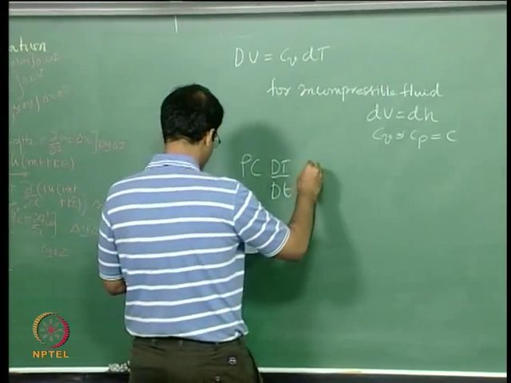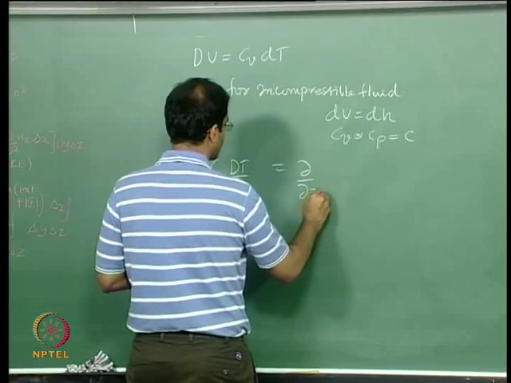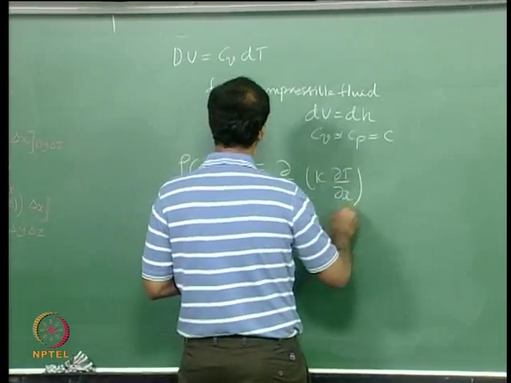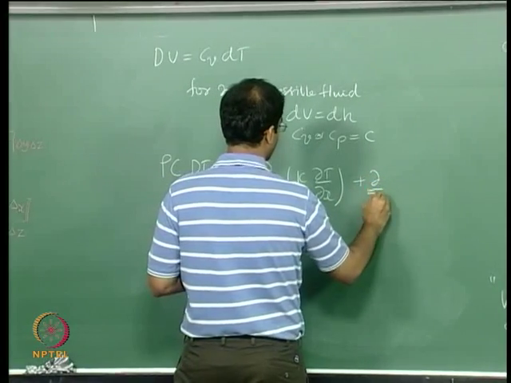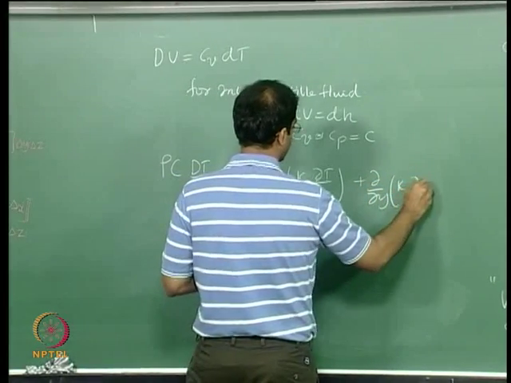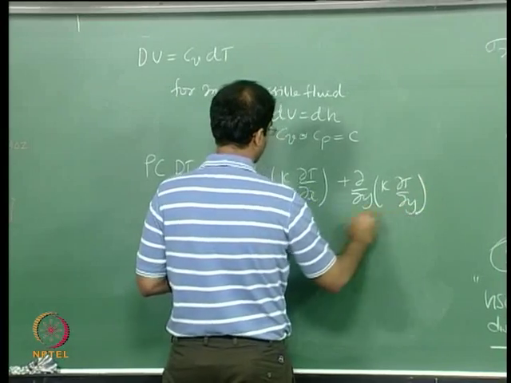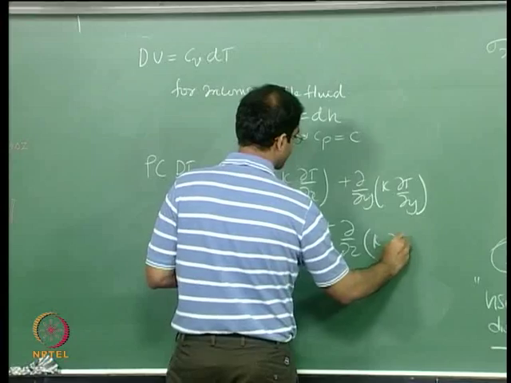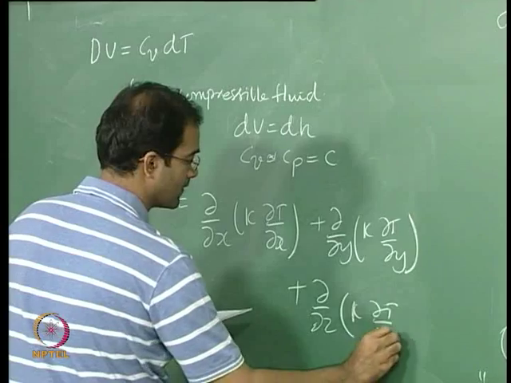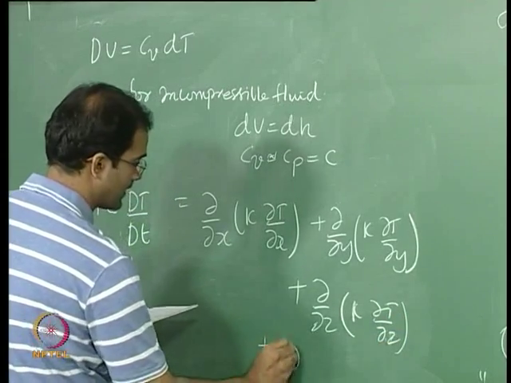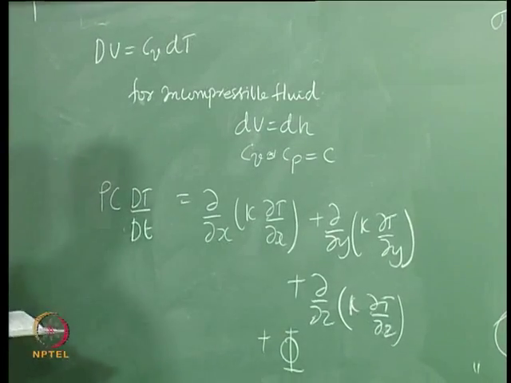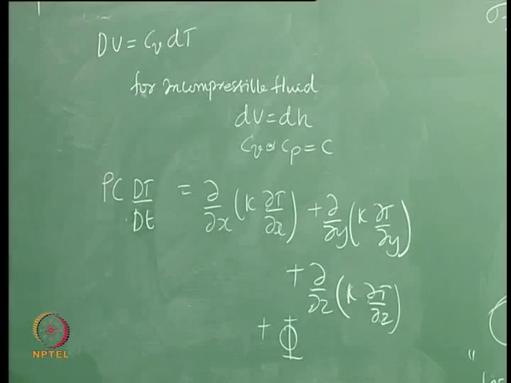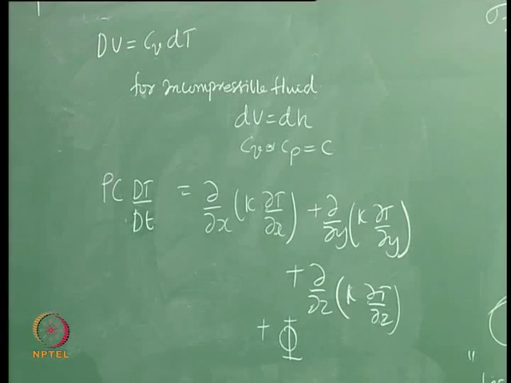So on the right hand side I have this term, the conduction terms, plus I have the viscous dissipation term. So this is the familiar form of the energy equation for incompressible flows, okay.